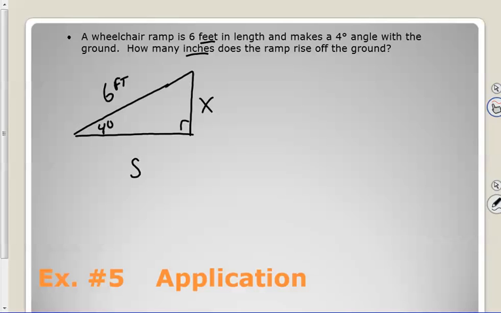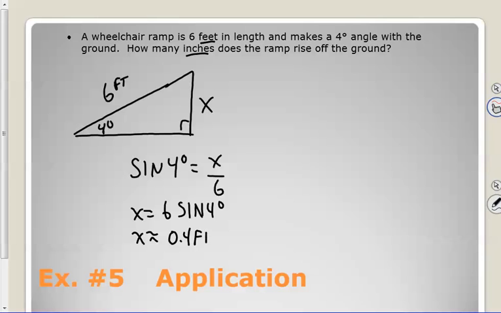So we're going to do sine of 4 degrees is equal to x over 6. And then you cross multiply so you get x equals 6 times the sine of 4 degrees. So x is approximately 0.4 feet. But they want that in inches. So how do you convert that to inches?